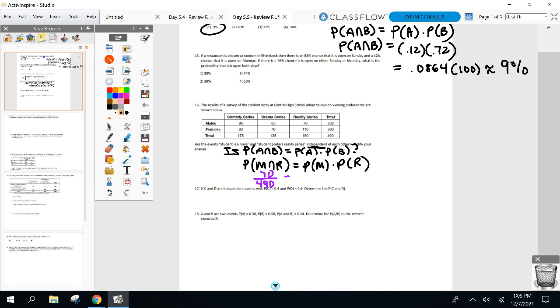Is that the same as, here we go, probability you're a male in this table? 230. Oh, okay, 230. Well, that's what I was trying to do. 230 out of 490 times reality. People that like reality. 180 out of 490.